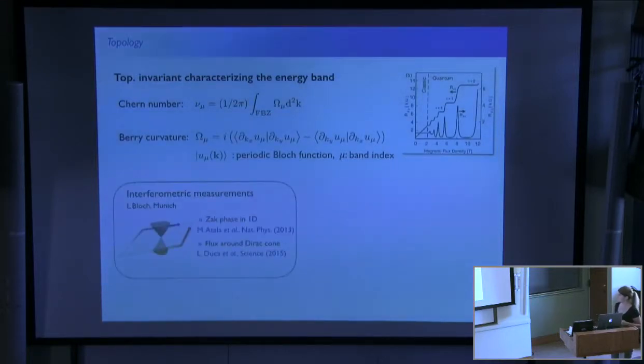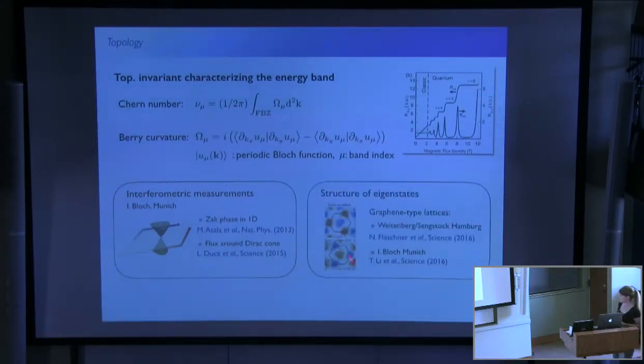And there have been several experiments trying to map out this Berry curvature in momentum space by interferometric measurements. You can think about implementing an interferometer in momentum space by preparing a Bose-Einstein condensate at a certain position in momentum space. Then you perform a certain beam splitter, and you can perform the experiment by making a closed loop, for example, around the Dirac cone and measure the pi flux associated with this Dirac cone, which was done also in our group in Munich.